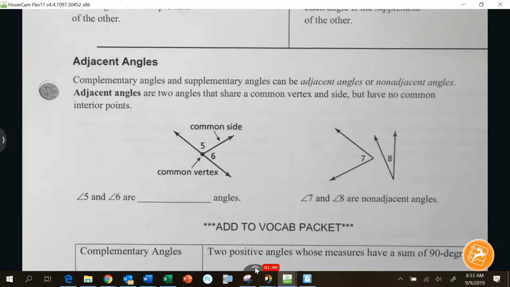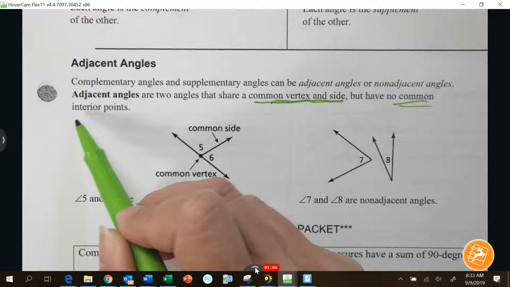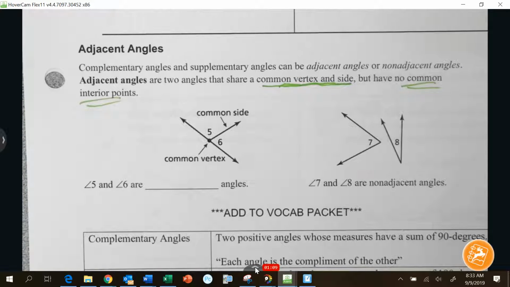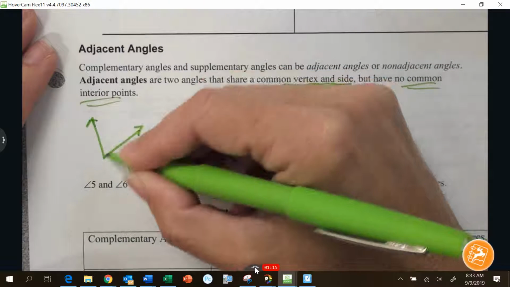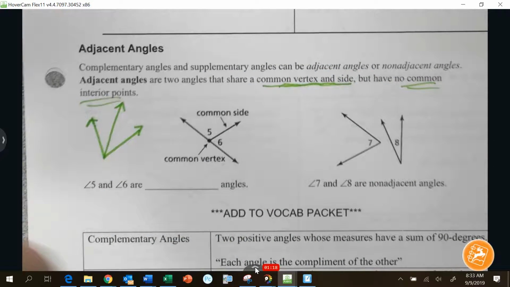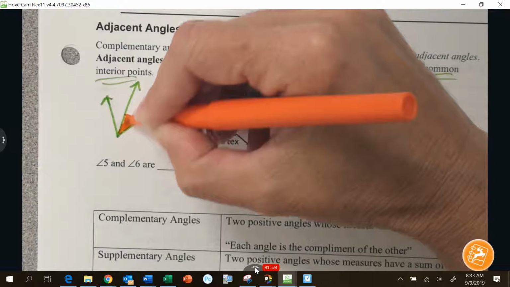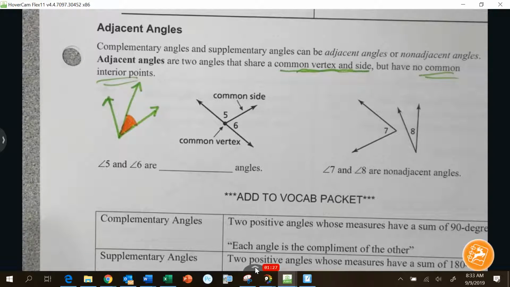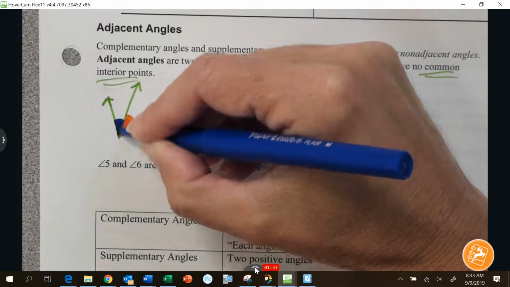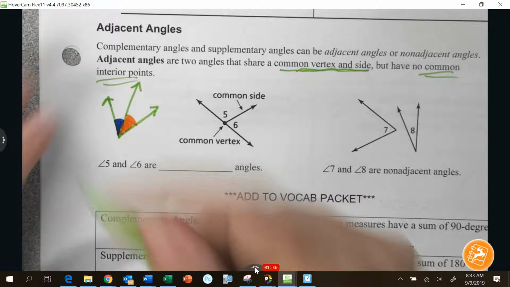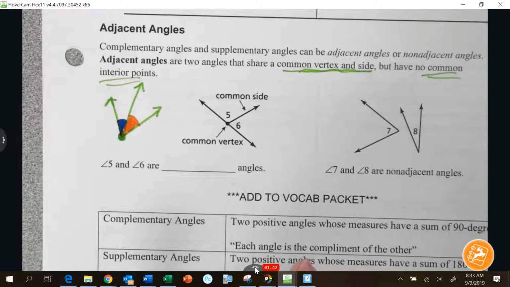Adjacent angles are two angles that share a common vertex and side, but have no common interior points. I'm going to give you another example of adjacent angles here. Like this orange angle here, and this blue angle here are adjacent angles. They share the common vertex right here, but their interiors do not overlap at all.